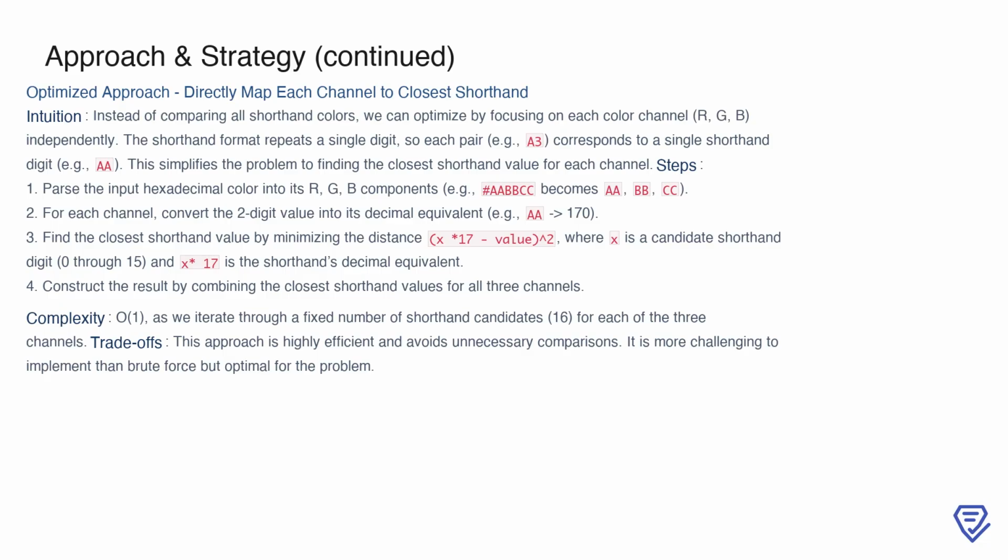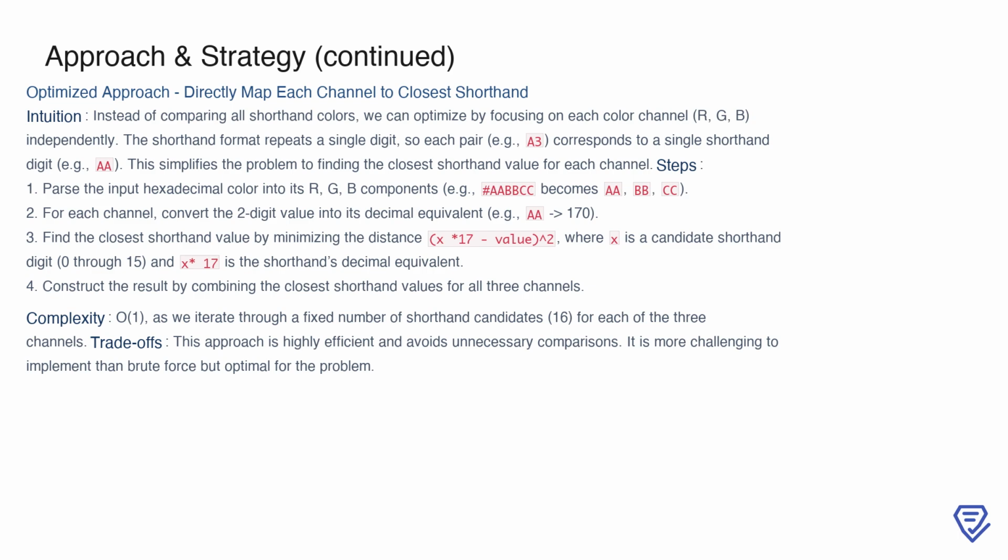The next step is to find the shorthand value closest to the given decimal number by minimizing the distance |x*17 - value|, where x ranges from 0 to 15 and represents the possible shorthand digits. Finally, we construct the result by combining the closest shorthand values for all three channels. This approach is highly efficient, as it avoids unnecessary comparisons and operates in constant time.